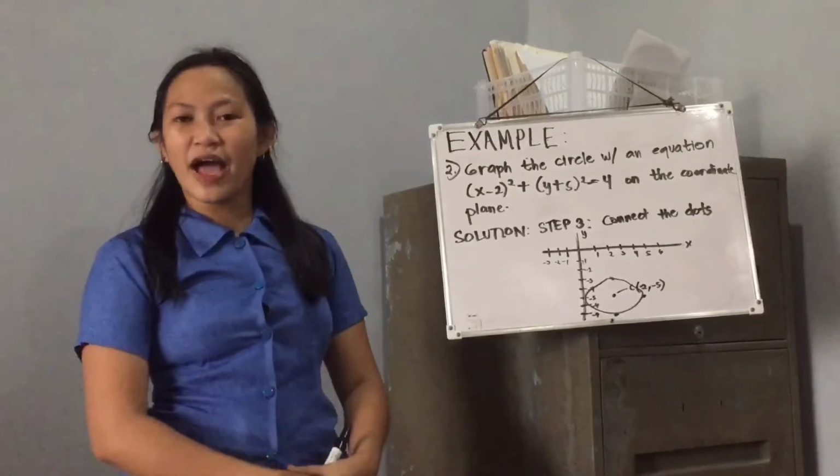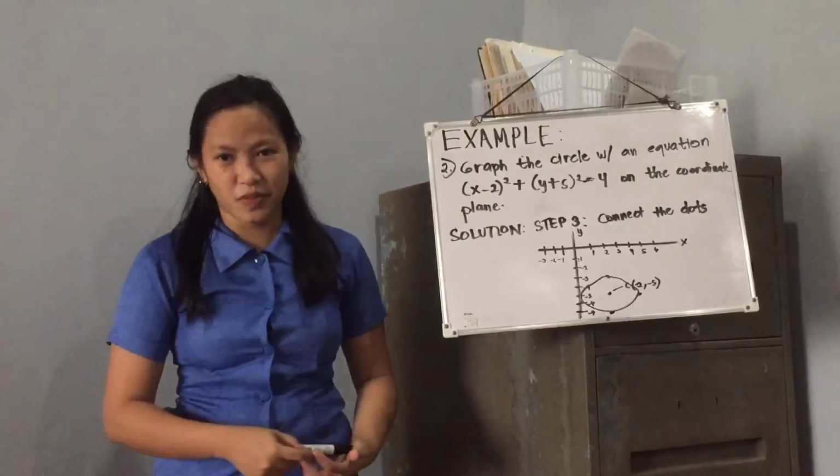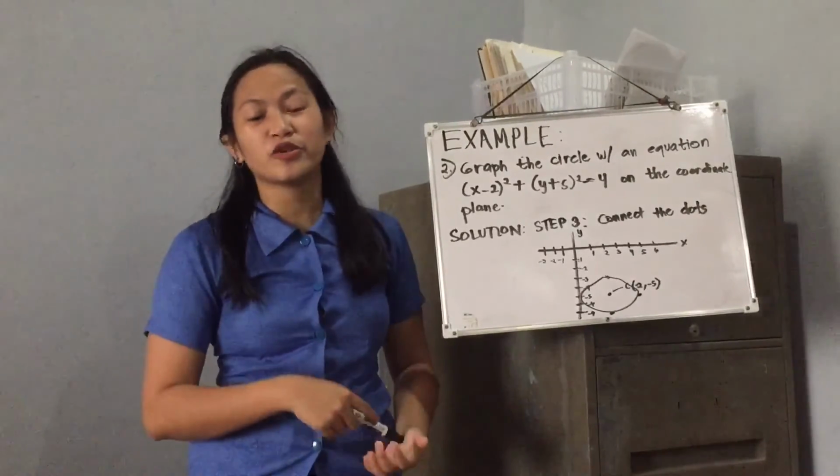So that is how to find the center and radius of the circle and graph the circle on the coordinate plane. So I hope and expect that you understood our lesson for today.